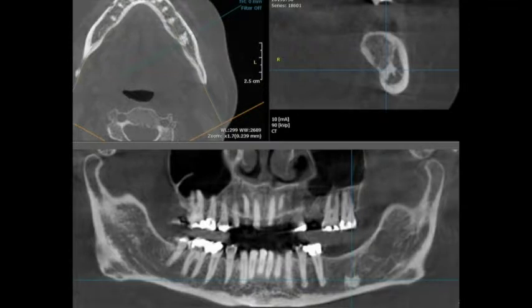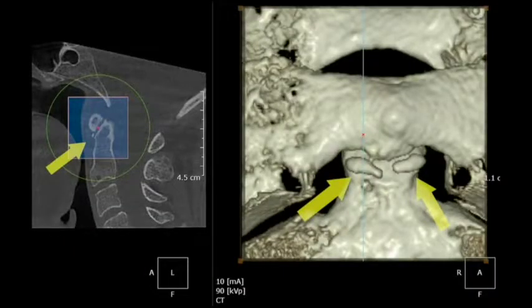You can see the different views you get. She also had, does anyone know what these are? These are loose bodies in the atlantoaxial junction. Guess what? They can refer pain to the face. Oh, damn, another thing to worry about, right?